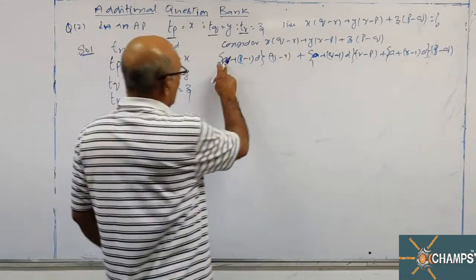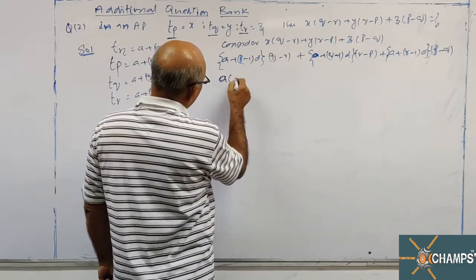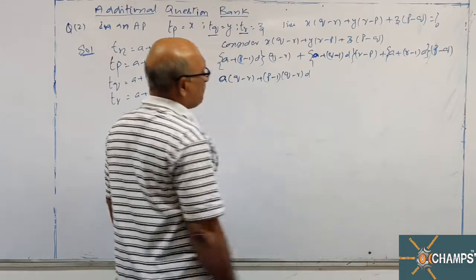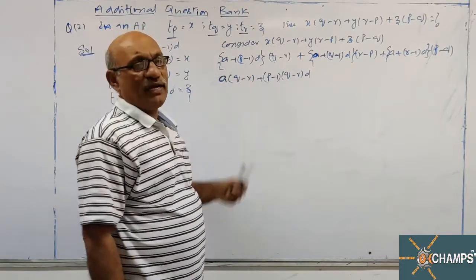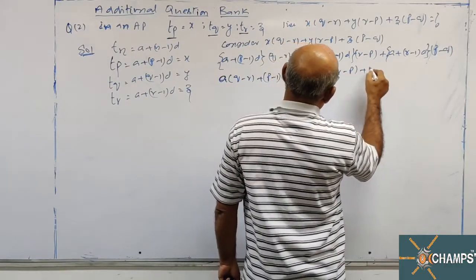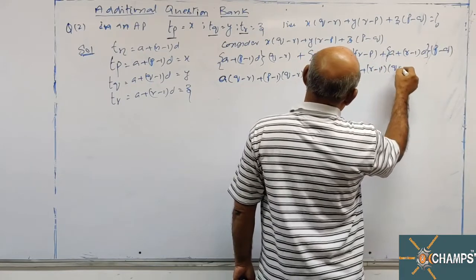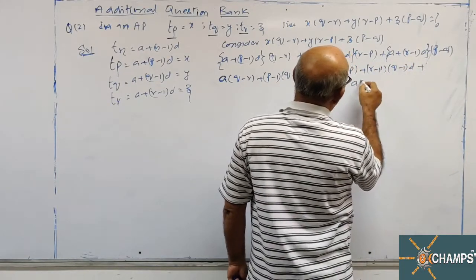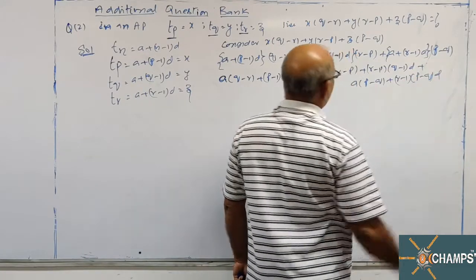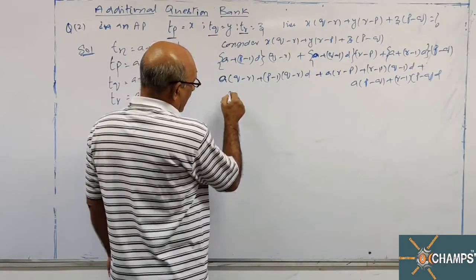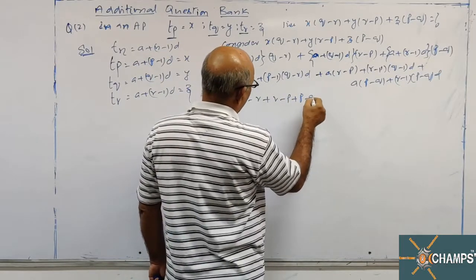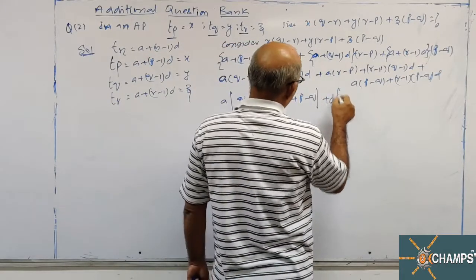So open the brackets. A into Q minus R plus P minus 1 into Q minus R into D. With Q minus R, each and every term inside the brackets is multiplied. A into R minus P, R minus P into Q minus 1 into D, A into P minus Q, R minus 1 into P minus Q into D. So you can take A common: Q minus R plus R minus P plus P minus Q. I can take D common.